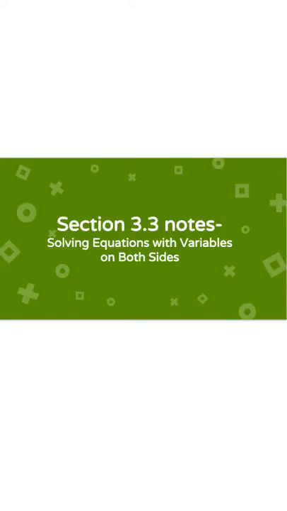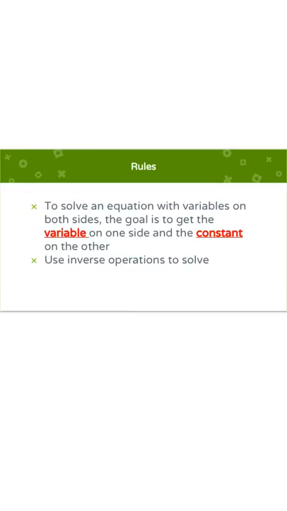Section 3.3 notes, solving equations with variables on both sides. To solve an equation with variables on both sides, the goal is to get the variable or the letter on one side and the constant or the number on the other. Then you use the inverse operations to solve.